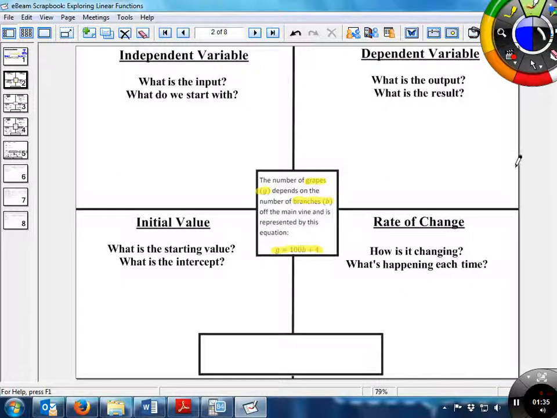What is coming first in this equation? So what's the input and what do I start with in order to find the independent variable? Well, the branches have to come before the grapes. So the branches are going to be the independent variable. And that is represented with the variable B.